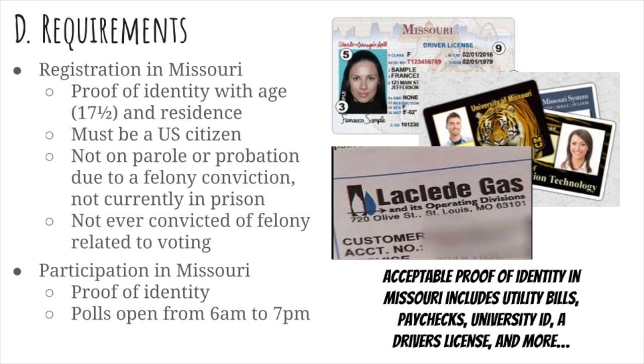Can't be on parole or probation due to a felony conviction, not currently in prison, and not ever having convicted a felony related to voting. So if you committed armed robbery and were convicted on that felony charge but served your time, you would be able to vote in Missouri. In terms of participation at the polls, you need the proper form of identification, and the polls are open from 6 a.m. to 7 p.m. And as long as you are in line by 7 p.m., even if it takes hours to actually get to the actual booth where you can vote, you're safe. You just have to be in line by 7 p.m.